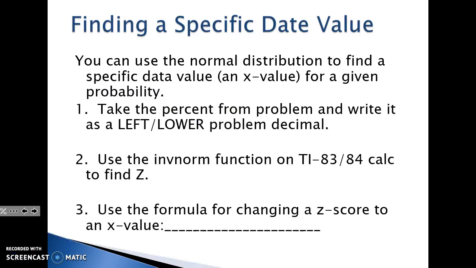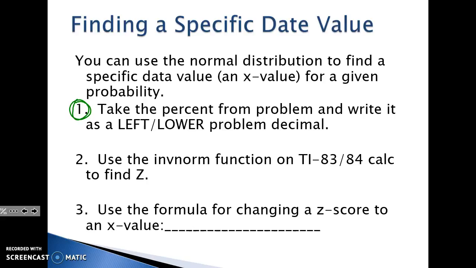All right, so this is the main slide that's going to give us what we need to solve these problems. It says finding a specific data value. You can use the normal distribution to find a specific data value, an x value, for a given probability. Now, your notes look a little different because this year I decided not to use the table, so step 2 is now a little different. Step 1 says take the percent from the problem and write it as a left or a lower problem. So this can be a bit of a problem for many. So I'm going to give you a couple examples on what that means.